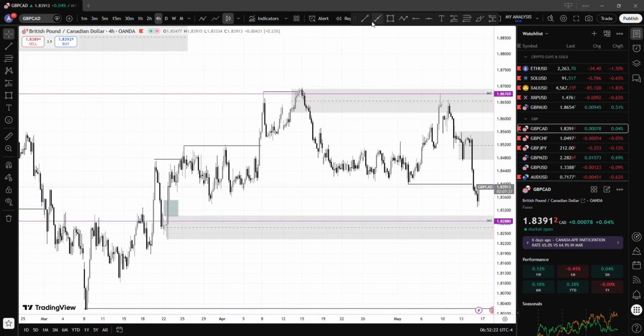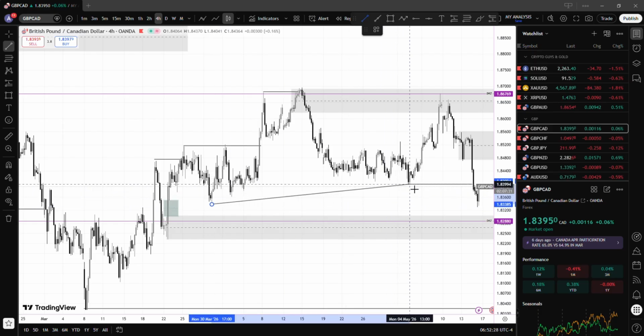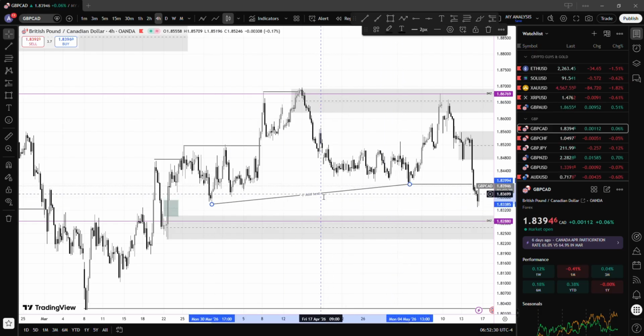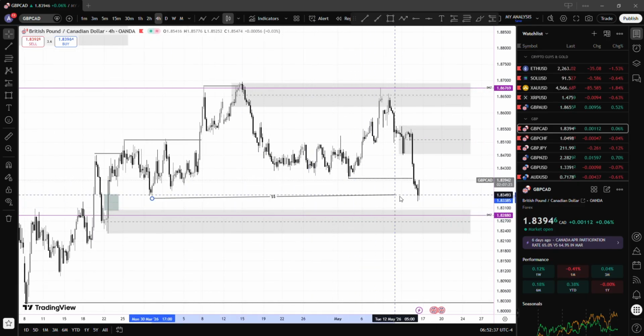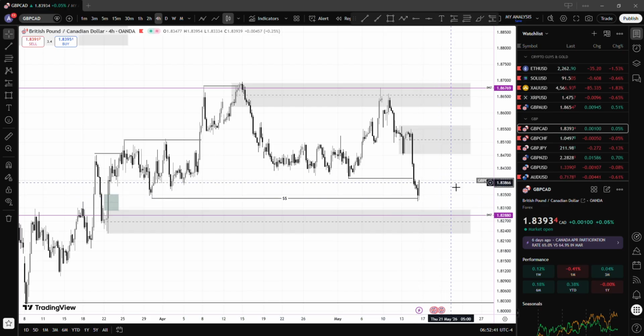A pullback after or before a break of structure is a liquidity. Now I have my liquidity here. I have them here, there are plenty. I think this liquidity has been taken out by this move. Here it has been taken out, but let's leave it like this.